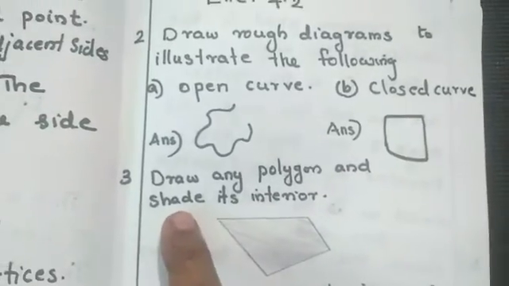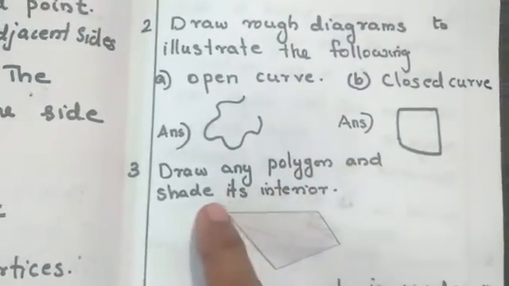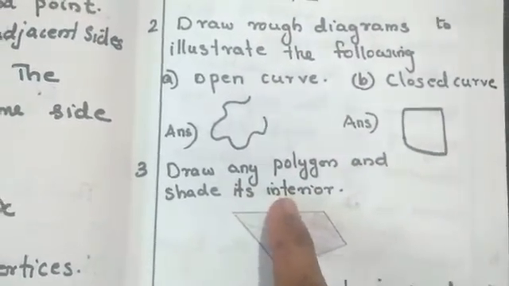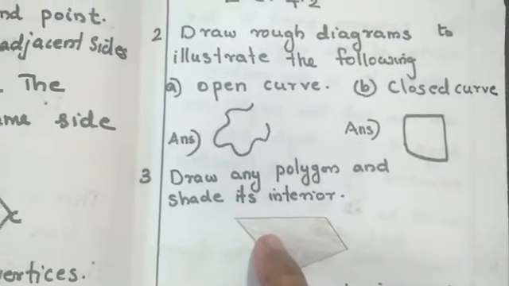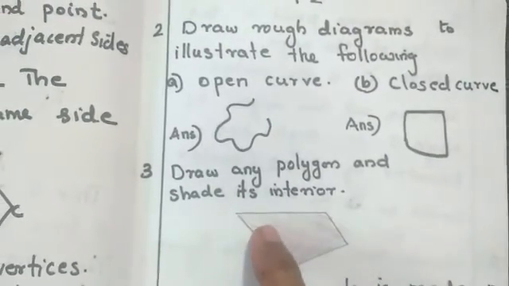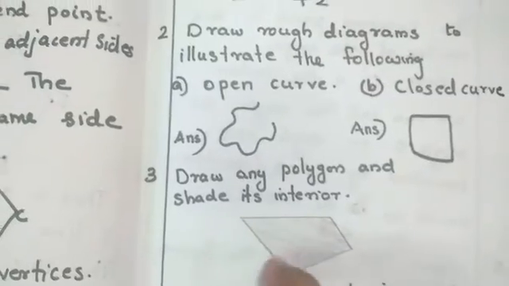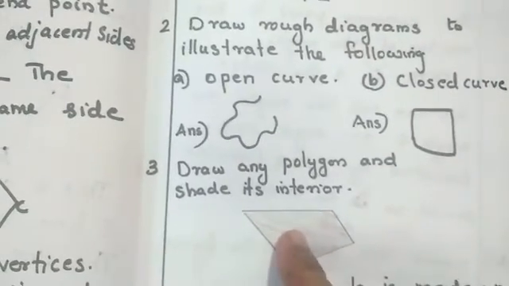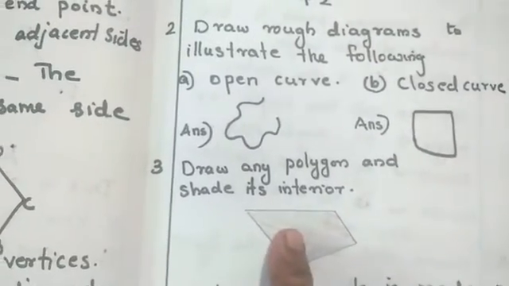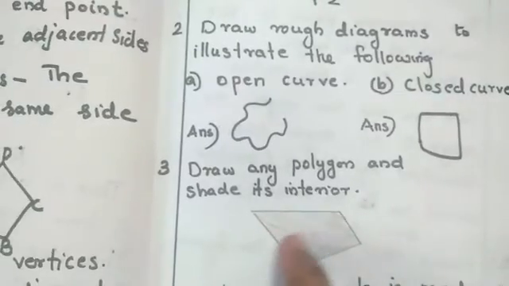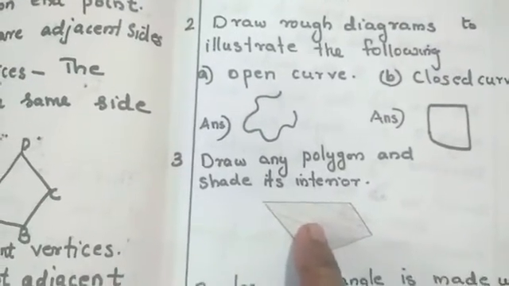Next question, draw any polygon and shade its interior. What do you mean by interior? Interior means inside the figure, the position inside the boundary of the figure. So this is the interior. We have to shade the interior of this polygon. Okay.